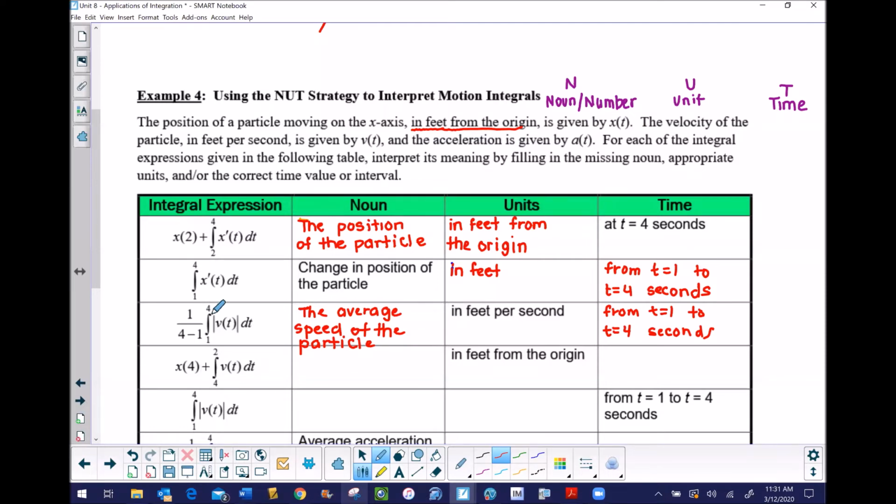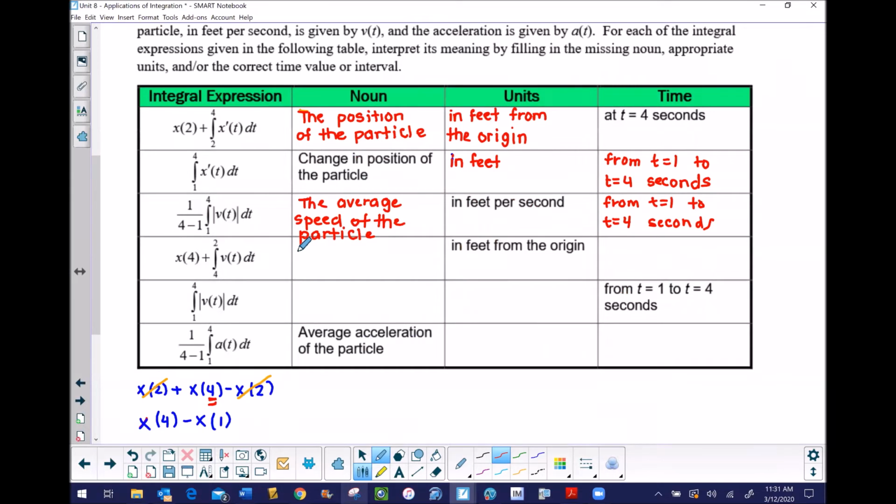Okay. Let's take a look at number 4. Number 4, I actually had a little bit of trouble with when I first saw it, and I was making it too difficult. Let's attack number 4 really the same way that we attacked number 1. In fact, don't they look very similar? The only difference here is that we seem to integrate v instead of integrating x prime, the derivative of position. But wait a minute, isn't the derivative of position the same as velocity?